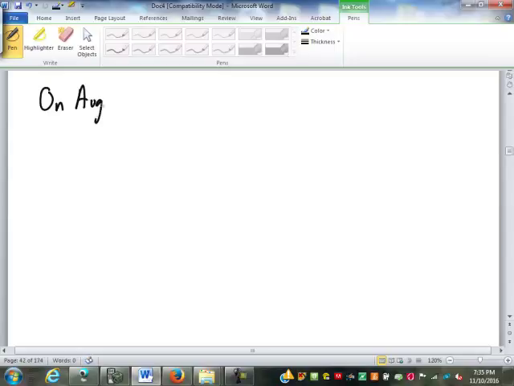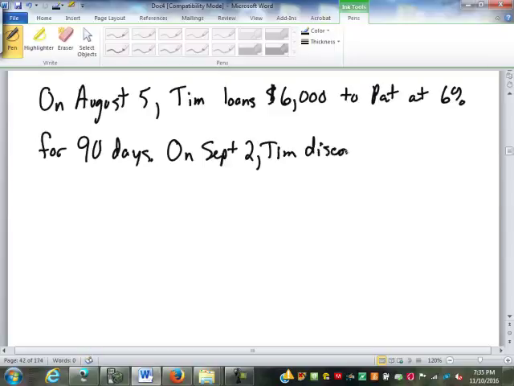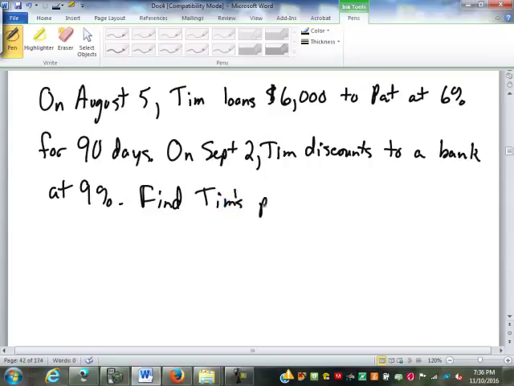On August 5th, Tim loans $6,000 to Pat at 6% for 90 days. On September 2nd, Tim discounts it to a bank at 9%. Find Tim's proceeds.